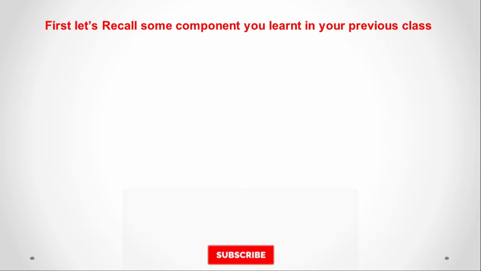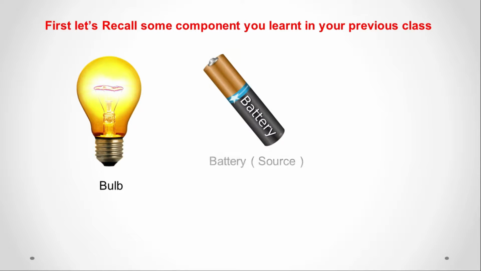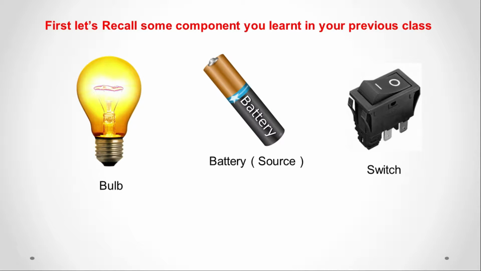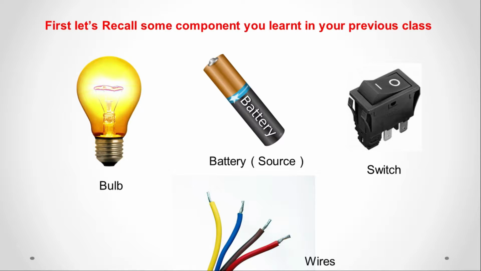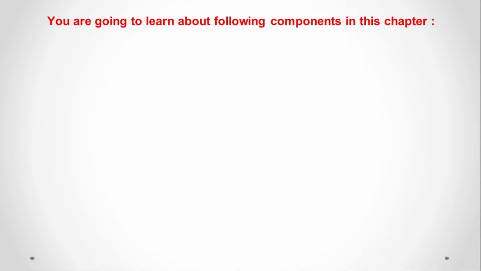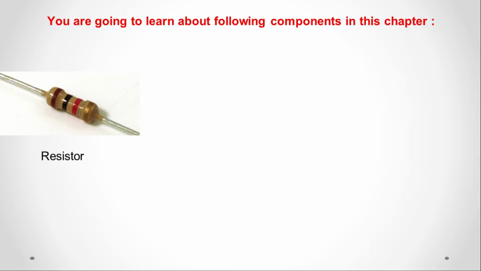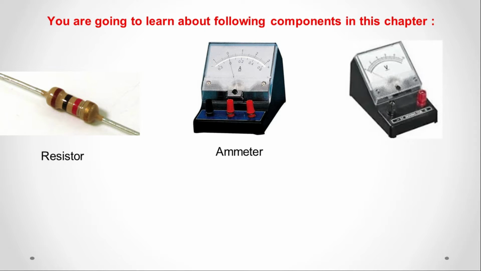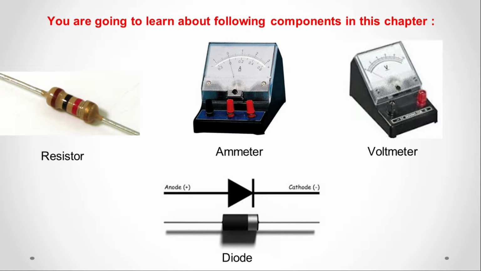Let's recall some components you learnt in your previous classes: bulb, battery, switch, wires. So you are familiar with these components, but now we are going to learn about the following components in this chapter: resistor, ammeter, voltmeter, diode and many other components. We will see what is the use of these components in an electric circuit and how they work. We will cover all these things in this series.